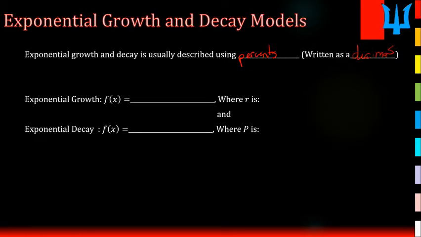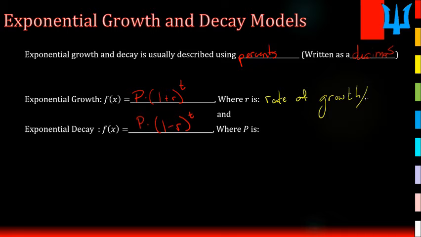When we're talking about exponential growth, we're going to have an equation like f of x equals P times 1 plus r to the t. And for decay, it's going to be P times 1 minus r to the power of t. So in both of these, r is going to be our rate of change, which in this case is going to be growth or decay. And P is going to be our initial amount.